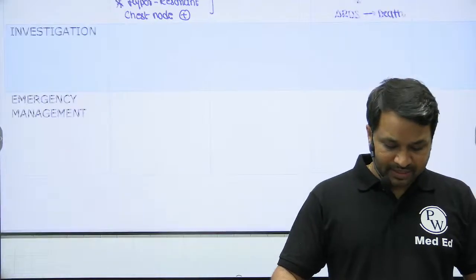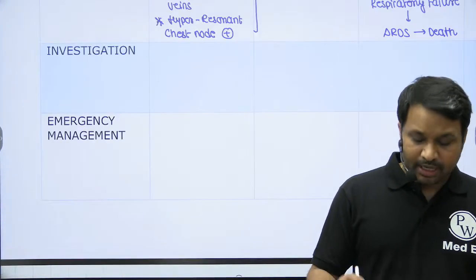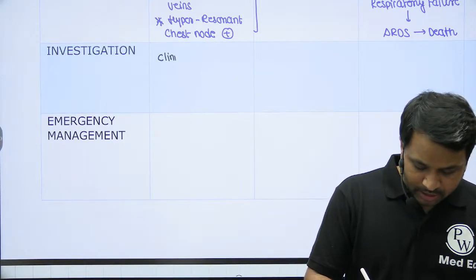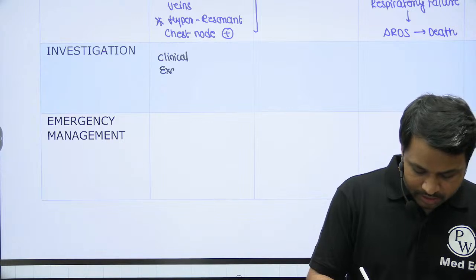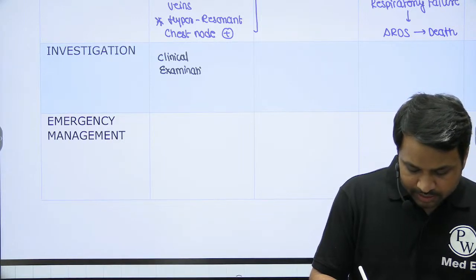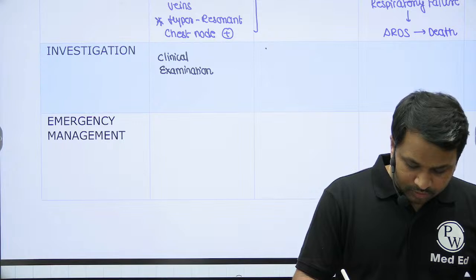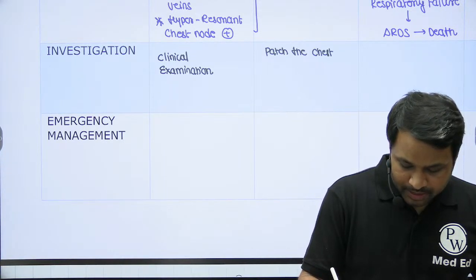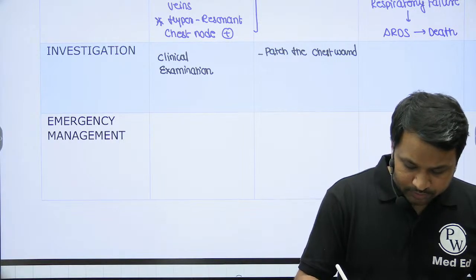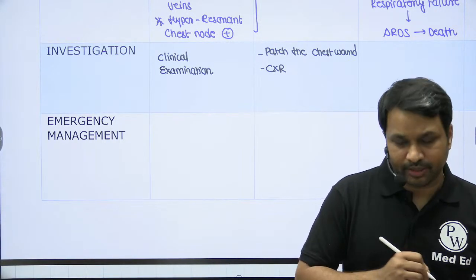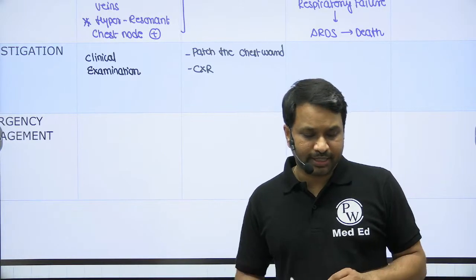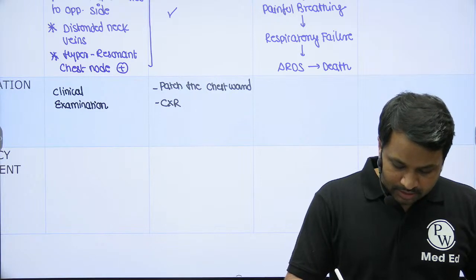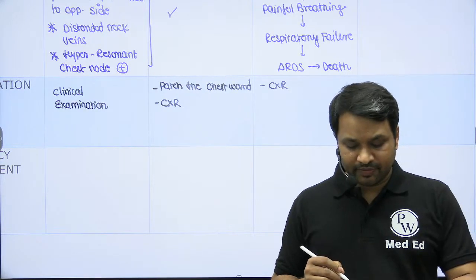Now when it comes down to investigation, for all chest modalities, remember tension pneumothorax is a ticking time bomb. I do not have much time to waste here. It is going to be our clinical examination. Here you have to patch the chest wound and then perform a chest x-ray. That is for open pneumothorax if the patient is stable. For flail chest, the chest x-ray is the investigation that you need to do.